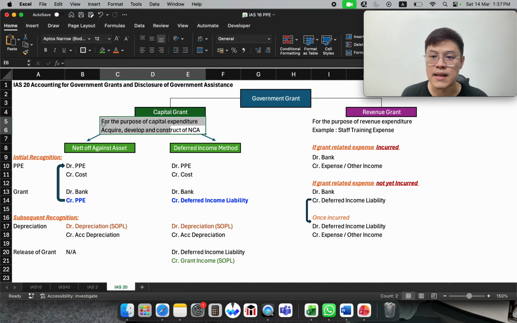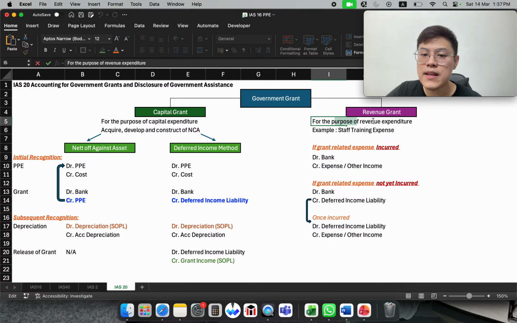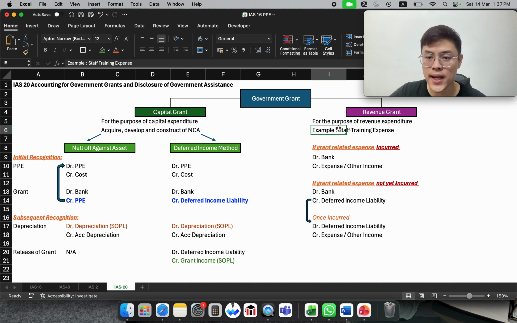capital grant. In contrast, if we are spending revenue expenditure, meaning normal operating expenses such as staff and training, and because we're spending these staff and training costs, the government decides to give us a grant, this is called a revenue grant.